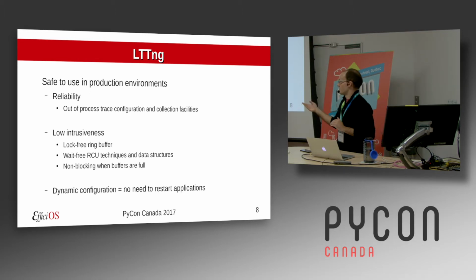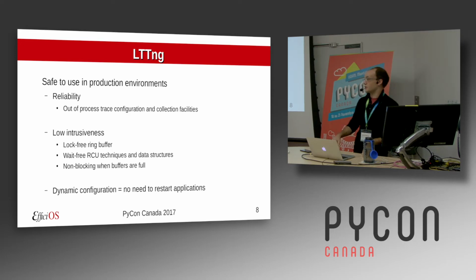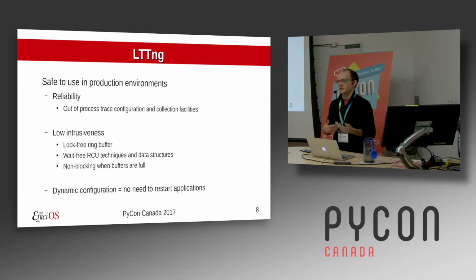And dynamic configuration means that if you want to enable events or disable the tracing of certain events, both in the user space and in the kernel, there's no need to restart your kernel or patch your kernel or restart applications and so on and so forth.